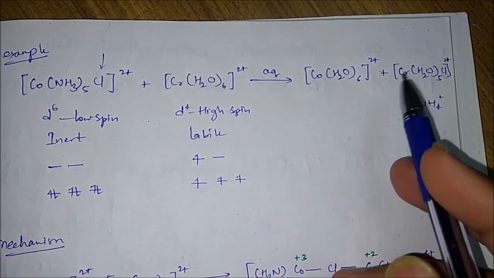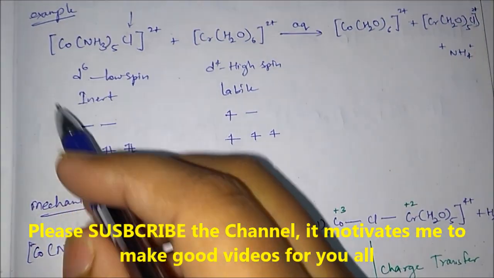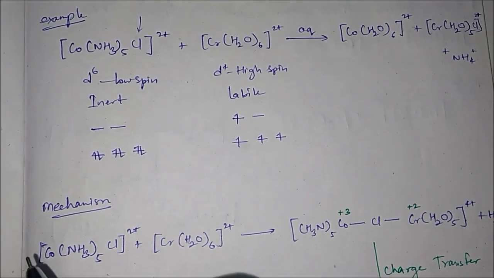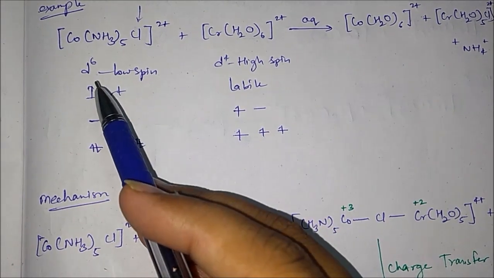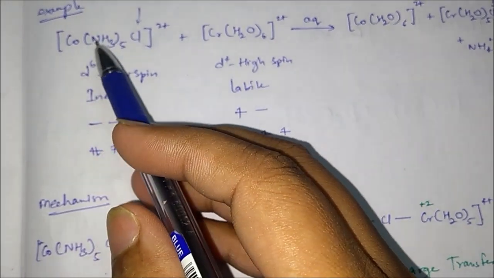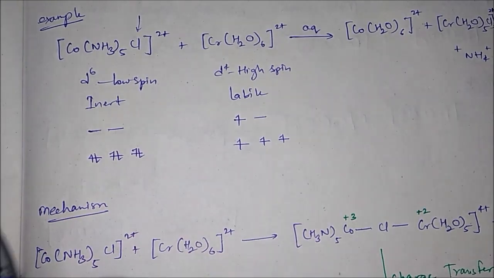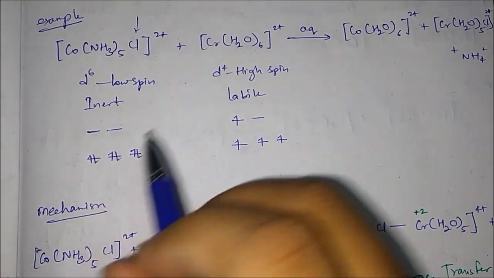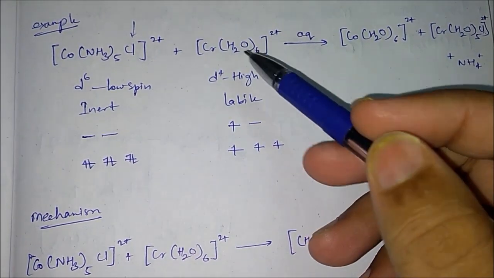Okay, so let's check how to confirm it. See, this cobalt over here is in +3 state, and +3 state is d6. All right, d6 and low spin. Why low spin? Because NH3 behaves as a strong field ligand when cobalt is present in the +3 oxidation state. So that's why this will be a d6 low spin complex, and this chromium is in your +2 oxidation state, and this is your d4. The ligand is a weak field ligand, so that's why it is a d4 high spin complex.